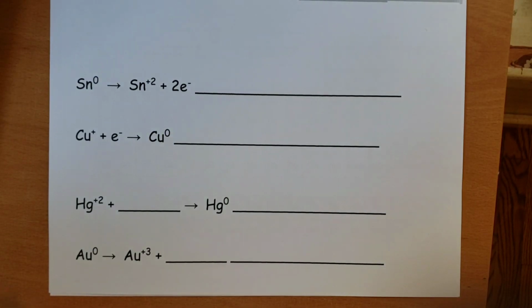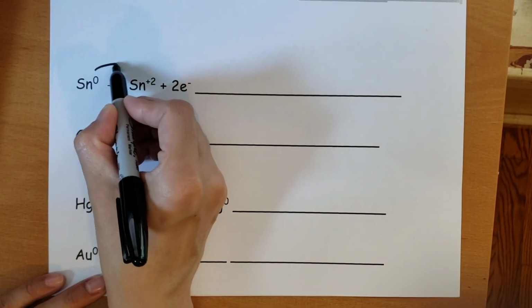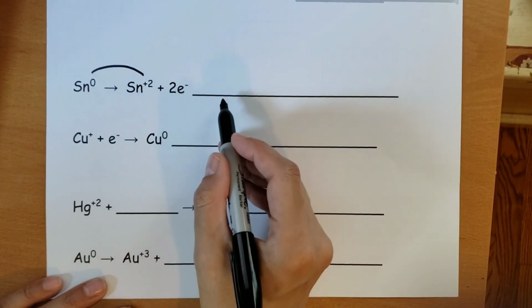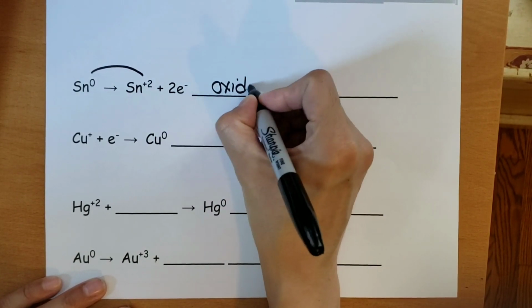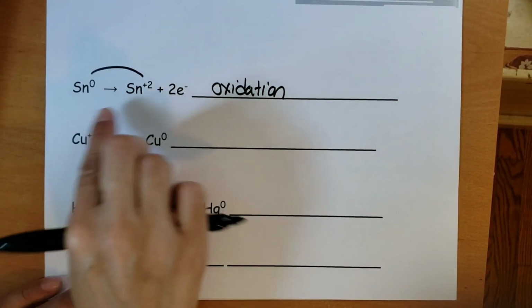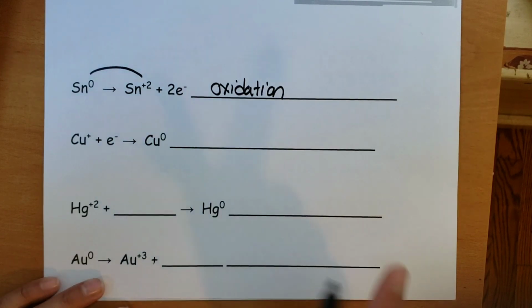So when given a reaction, we have to evaluate what's going on. So here, our tin's oxidation number is changing from 0 to +2. That is an increase. That means that this half reaction is an oxidation. During oxidation, electrons are lost. Notice that electrons are after the arrow or on the product side of the reaction.